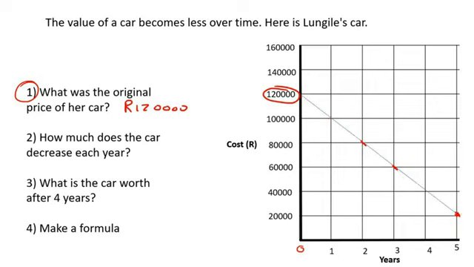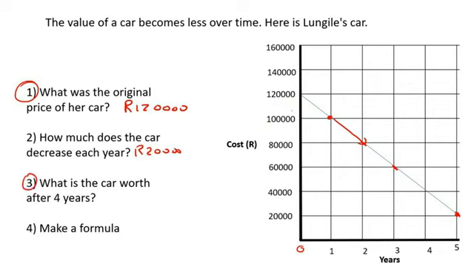Well, if you look carefully, it's going from 120,000 to 100,000. Then it goes from 100,000 to 80,000. Then from 80,000 to 60,000. And that's happening each year. So after the first year, it's 100,000. After year number 2, it's 80,000. So can you see that it's going down by 20,000 Rand each year? Because it went from 120 to 100,000. That's 20,000 Rand that it's going down, okay?